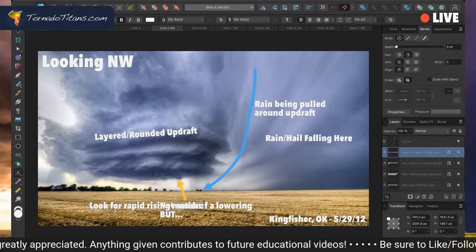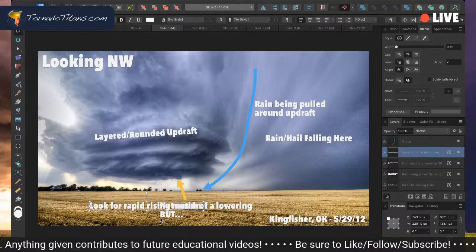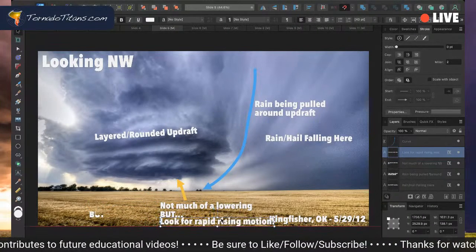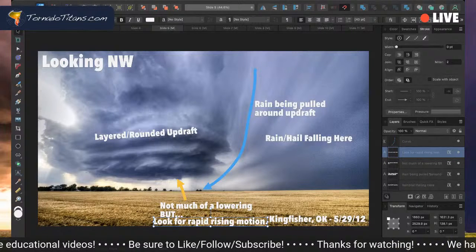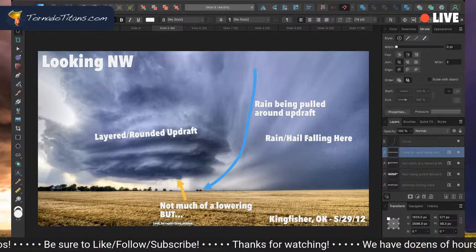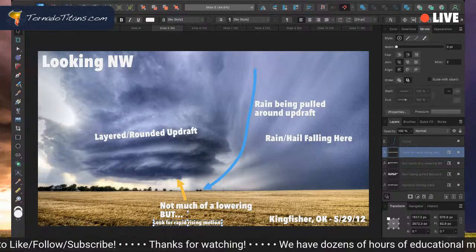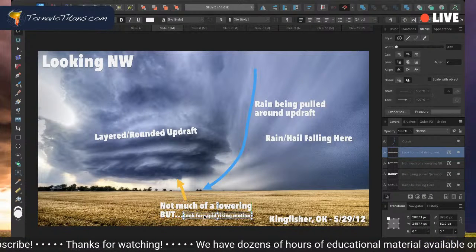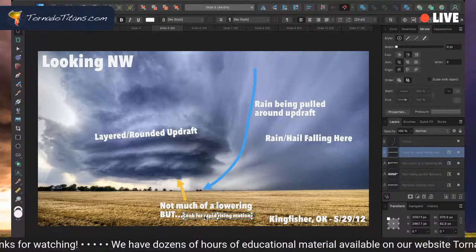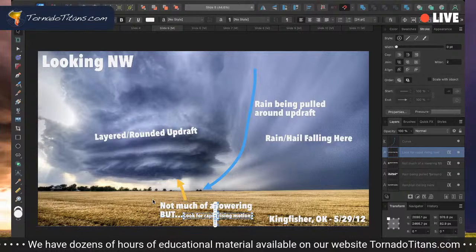Look for rapid rising motion. I see more often than not, and we're just gonna have to make that smaller. That's just crowded. I'm gonna make these a little bit prettier before I send them out, I promise. But yeah, you're looking for rapid rising motion if it's flat.